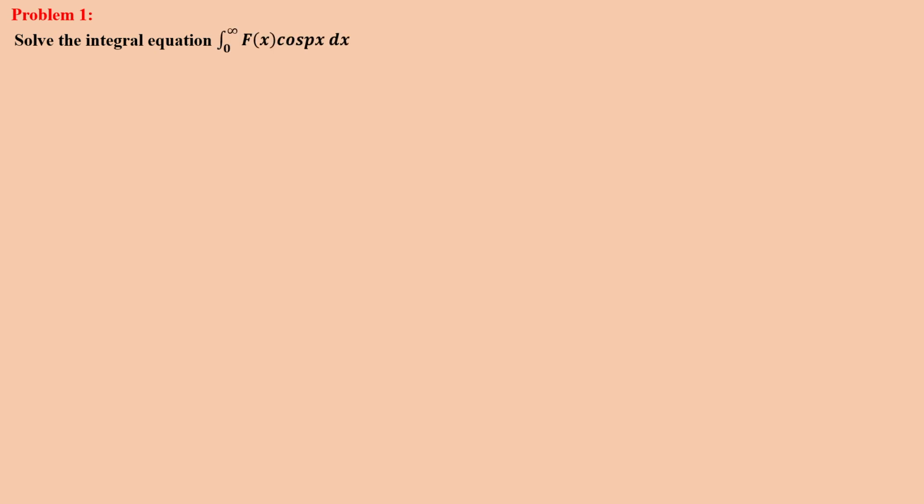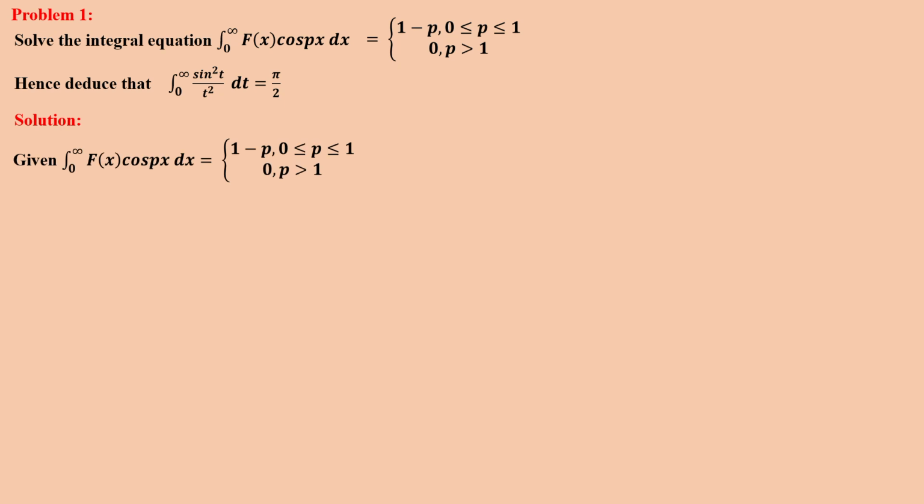Solve the integral equation integral 0 to infinity f of x cos px dx, which is equal to 1 minus p if p lies between 0 and 1, 0 if p is greater than 1. Hence deduce that integral 0 to infinity sine square t by t square dt is equal to pi by 2. So given integral 0 to infinity f of x cos px dx is equal to 1 minus p if p lies between 0 and 1, 0 if p is greater than 1.